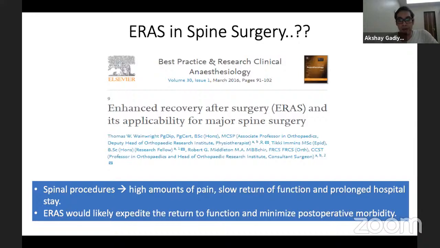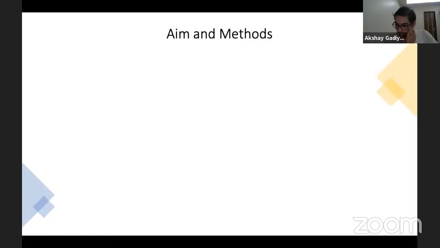He highlighted that these procedures are associated with a high amount of pain, leading to slow return of function as well as prolonged hospital stay. And ERAS would likely expedite the return of function as well as minimize the morbidity associated with the surgery. And Tom Wainwright clearly mentioned in his article that if we follow ERAS protocols, it may in turn lead to reduced length of stay, which will again have a positive impact from a financial perspective on the healthcare infrastructure. So we conducted a study where we looked into the literature to know the outcomes of ERAS.